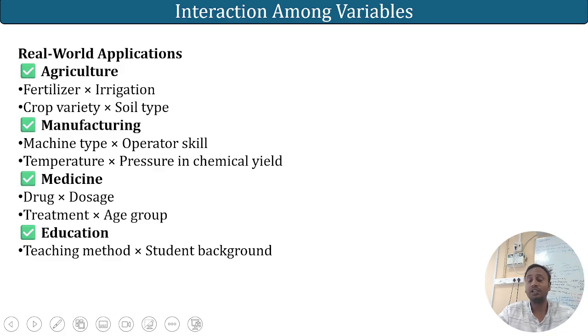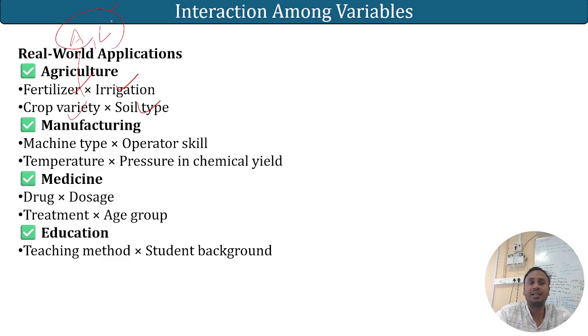Okay, if you see an example, we have agriculture: fertilizer with irrigation, or crop variety with soil type. Let's say fertilizer has A, B, C, and irrigation has low, medium, and high. If fertilizer A is used with low irrigation, the yield will be less. So it's an interaction. Again, with fertilizer A but high irrigation, the yield becomes more. So the interaction is there.